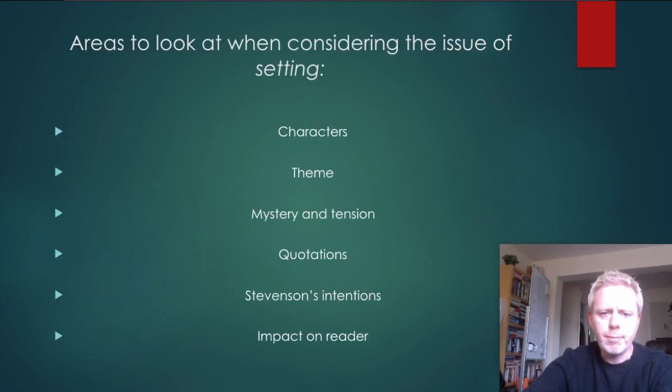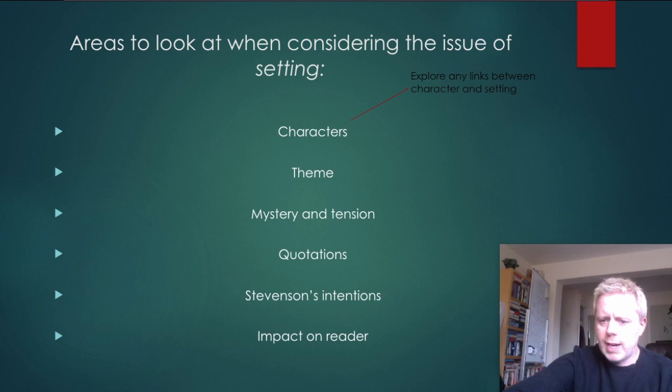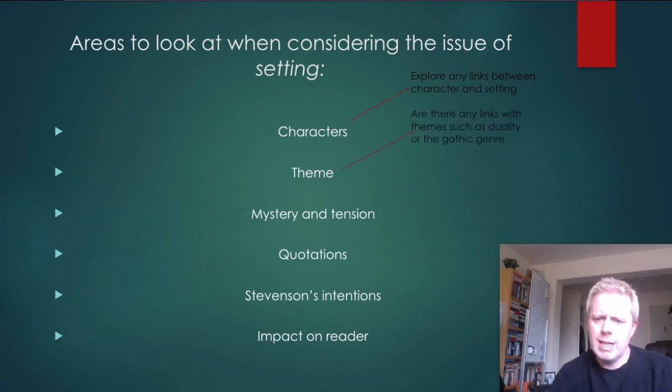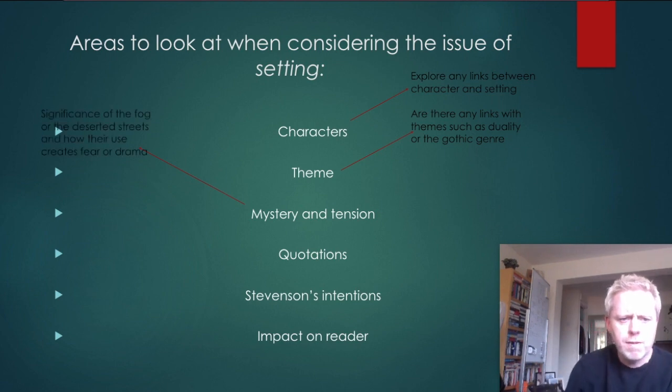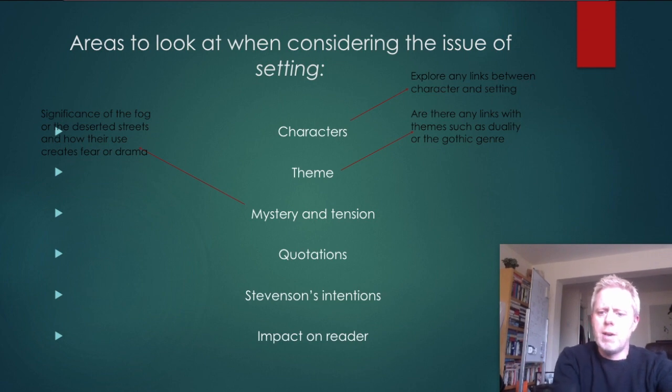Okay, areas to look at when considering the issue of setting, right? Characters, Jekyll and Hyde in particular, but Utterson also. And explore any links between character and setting, as I've just said. Theme. Are there any links with themes such as duality or the Gothic genre? I've already mentioned them. Mystery and tension. Significance of the fog or the deserted streets and how their use creates fear or drama.